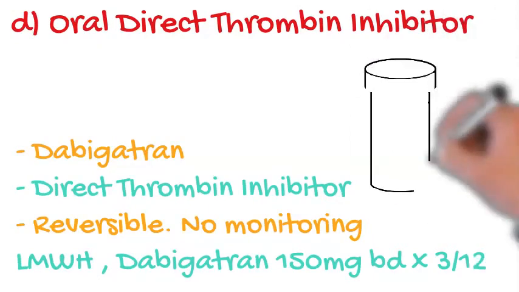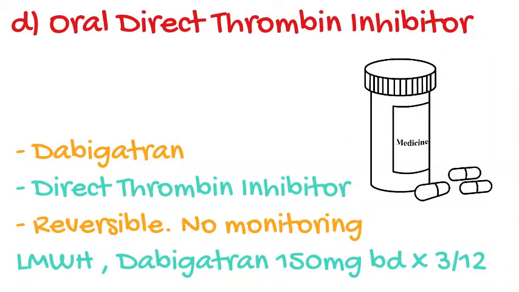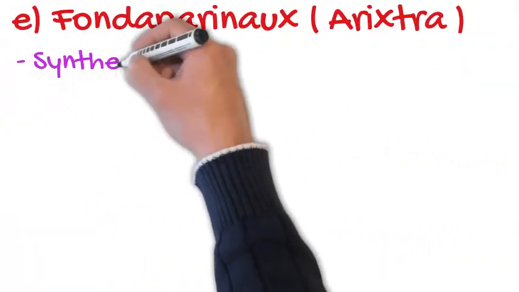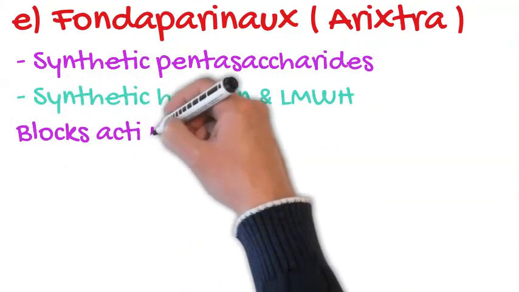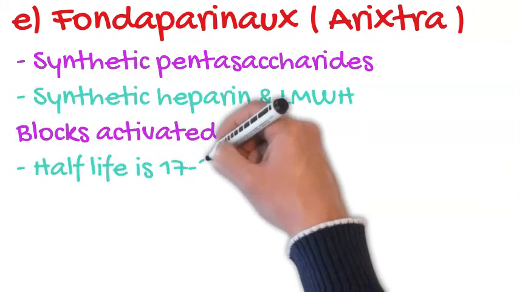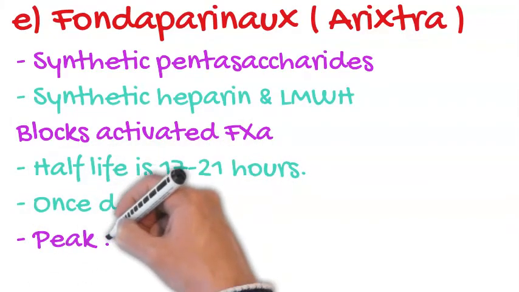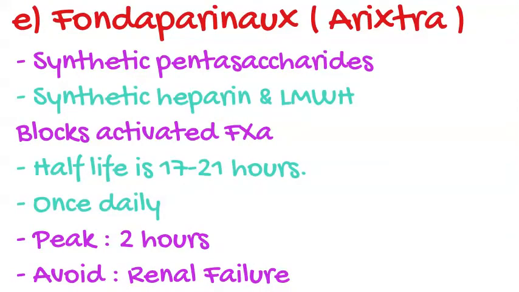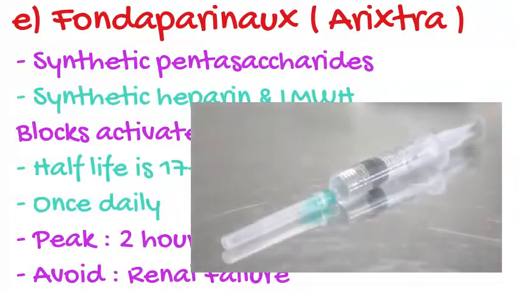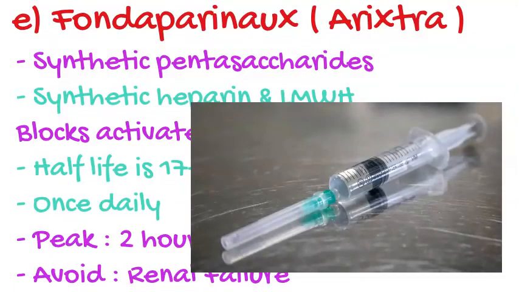E. Fondaparinux or Arixtra. It is a synthetic pentasaccharide. It is a synthetic analog of heparin and low molecular weight heparin. It blocks activated factor 10A via antithrombin action. The half-life is around 17 to 21 hours. It is administered once daily. It reaches a peak of plasma concentration within 2 hours. Need to be avoided in patients who has renal failure.